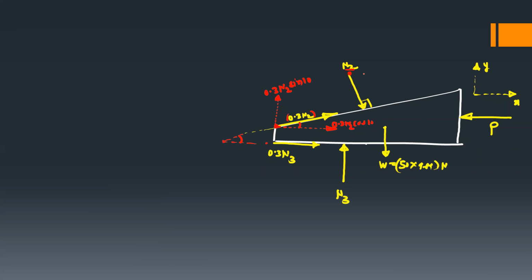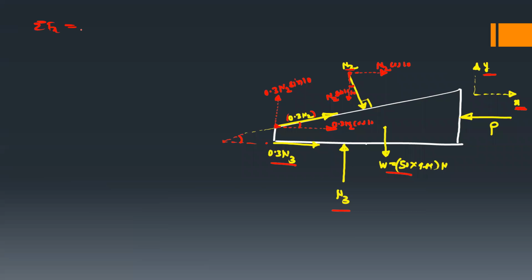Similarly, resolve this N2. So draw one line parallel to the x axis, second line parallel to the y axis. Now this small angle is 10 degree. So this component is the opposite component, so it will become N2 cos 10. And this component is the adjacent component, so it becomes N2 sin 10. The remaining forces, N3, this weight W, and this friction force, are along the x and y directions. No need to resolve these forces.